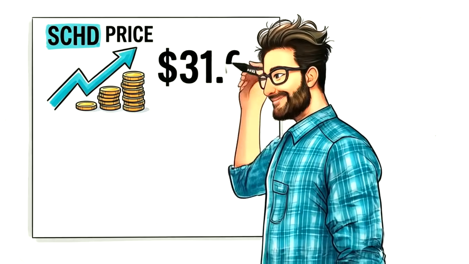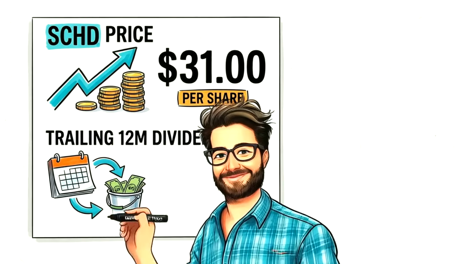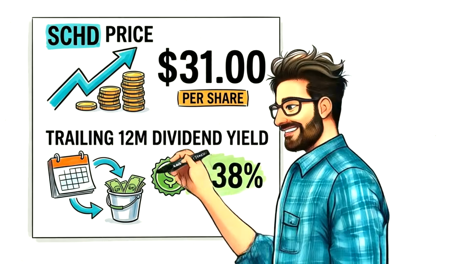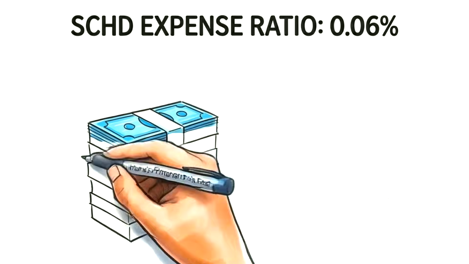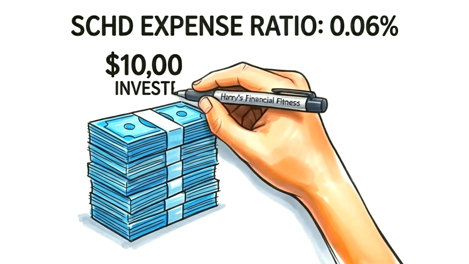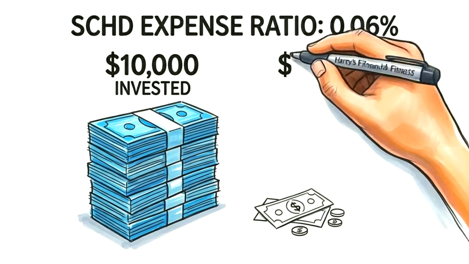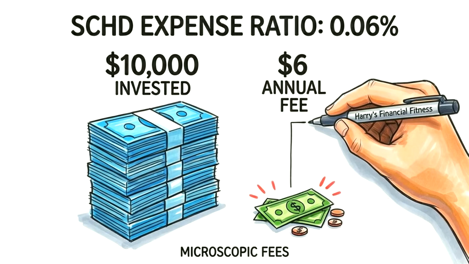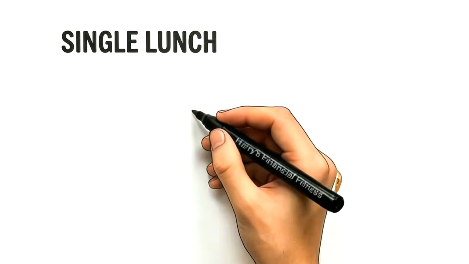SCHD currently sits at around $31 per share. The trailing 12-month dividend yield is 3.38%. The expense ratio is a microscopic 0.06%, meaning for every $10,000 invested, you're paying just $6 a year in fees. That's cheaper than a single lunch.